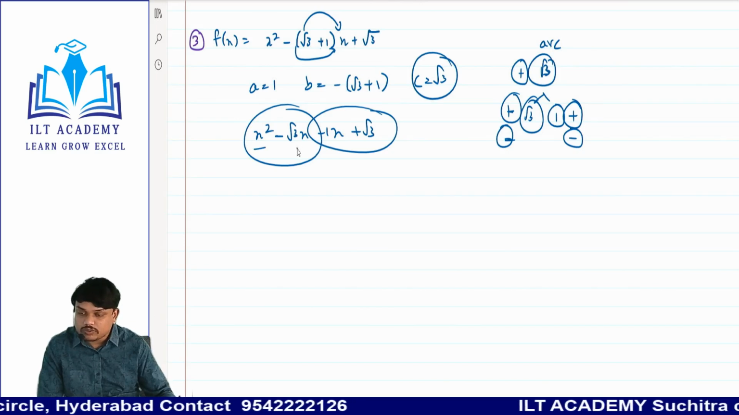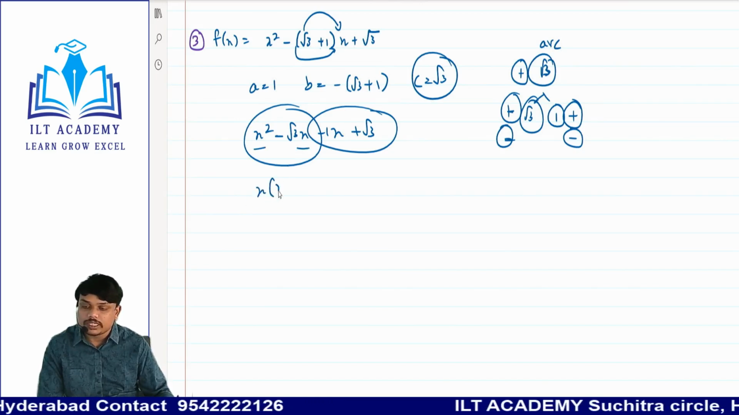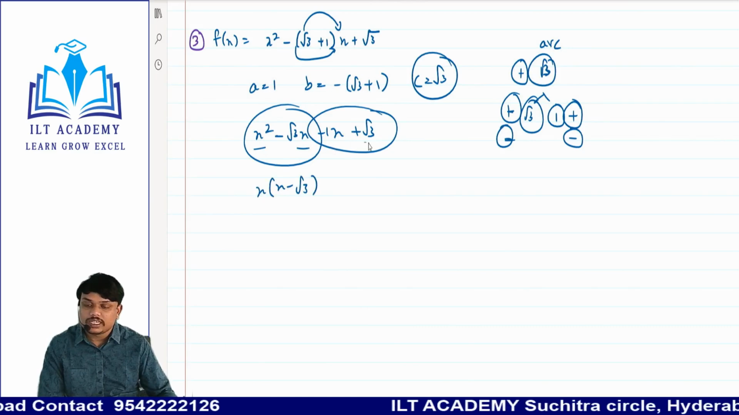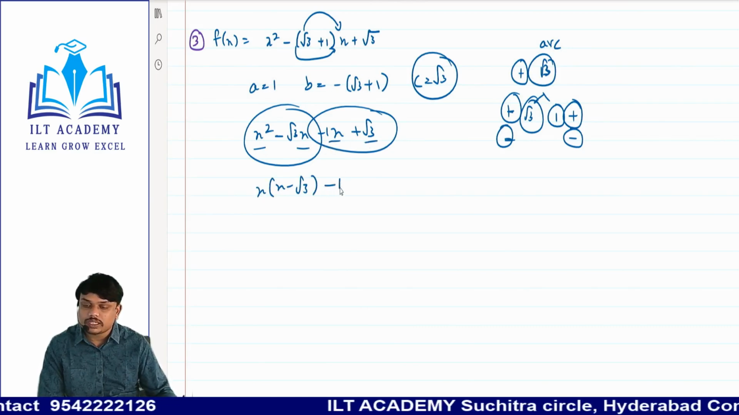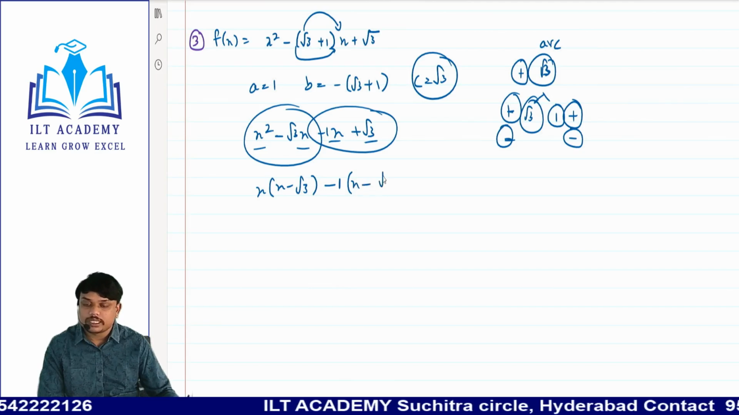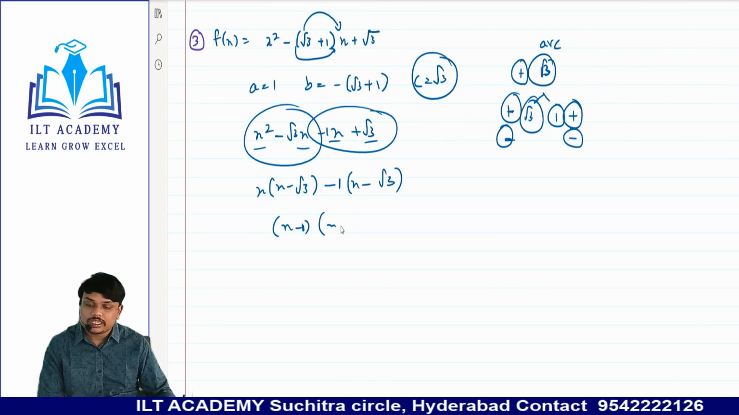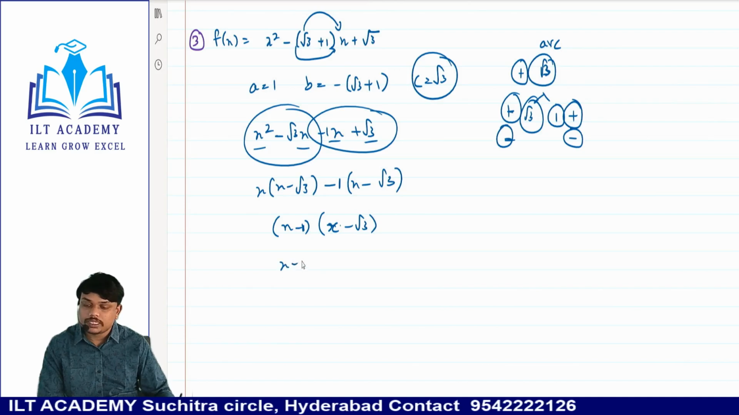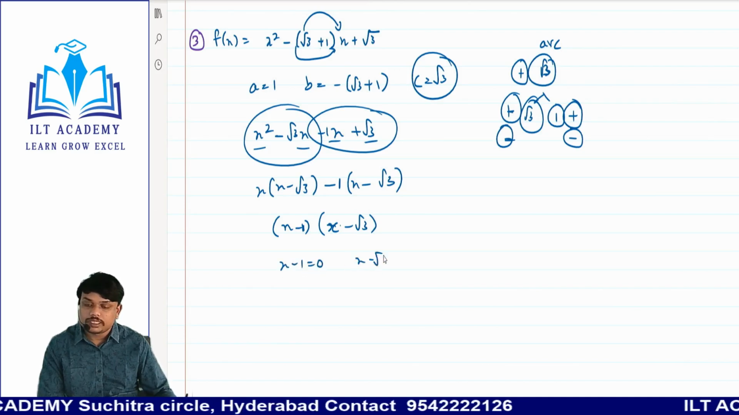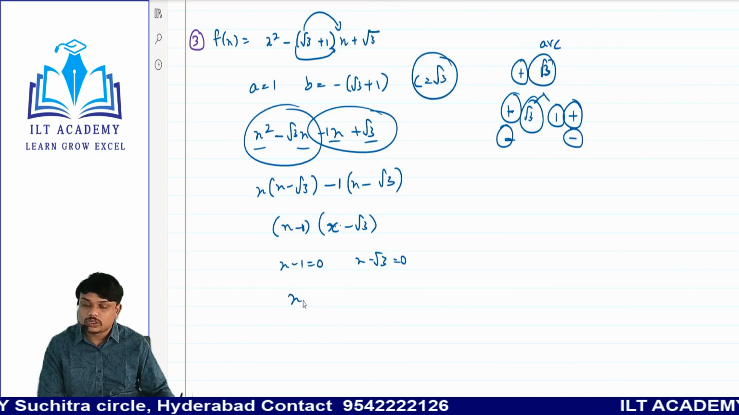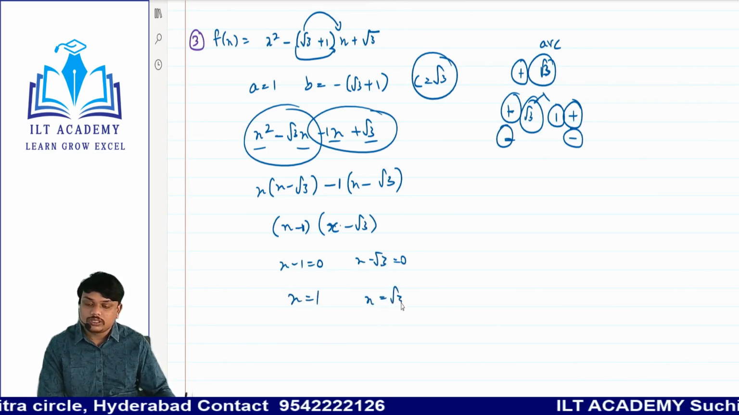Clear? In this both, what you can take common? X I can take common. Then it will become what? X minus root 3. Here in this both, if I take minus 1 as common, it will become x minus root 3. So it is x minus 1 into x minus root 3. So x minus 1 is equal to 0, x minus root 3 is equal to 0. So x is equal to 1, x is equal to root 3.